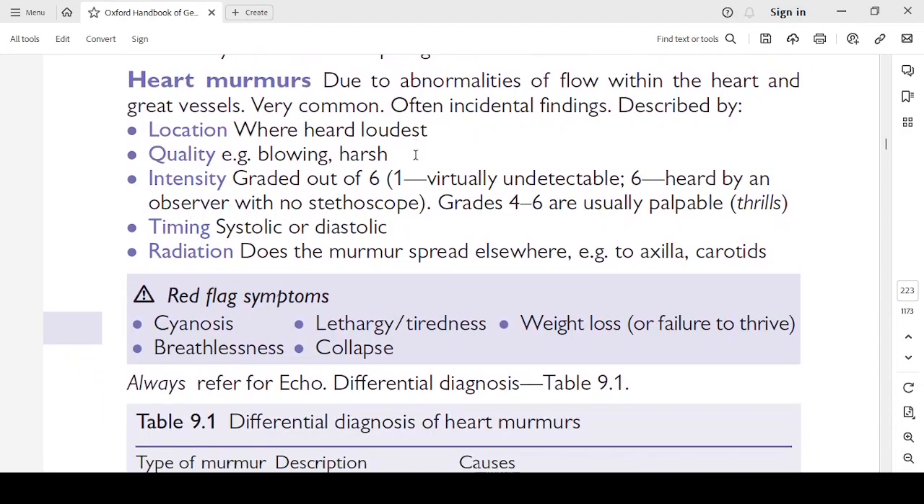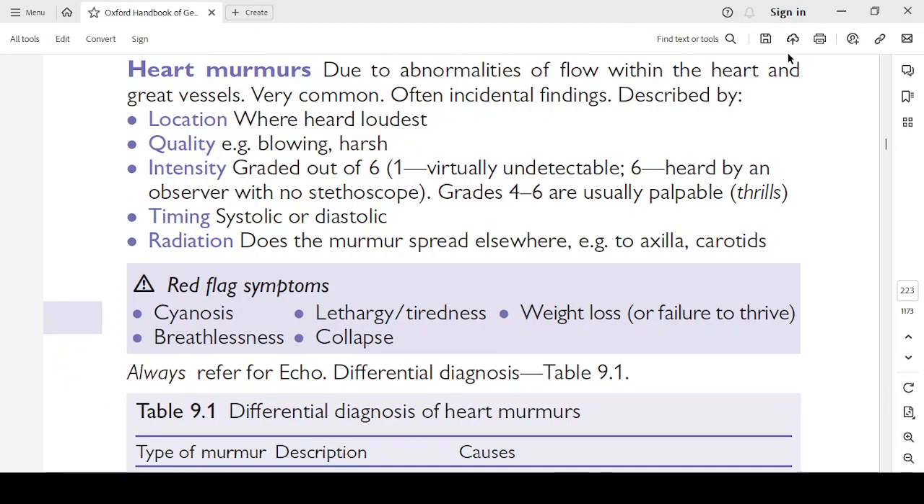Heart murmurs are due to abnormalities of flow within the heart and great vessels. Very common, often incidental findings, described by location of the murmur, where it is heard the loudest. Quality: blowing or harsh. Intensity: graded 1 to 6 out of 6. 1 is virtually undetectable. 6 is heard by an observer without a stethoscope.